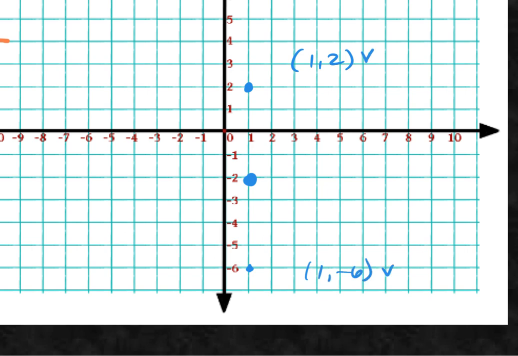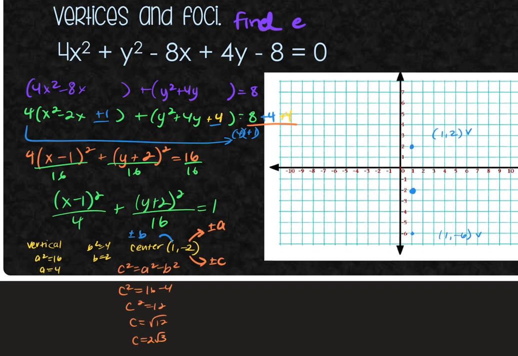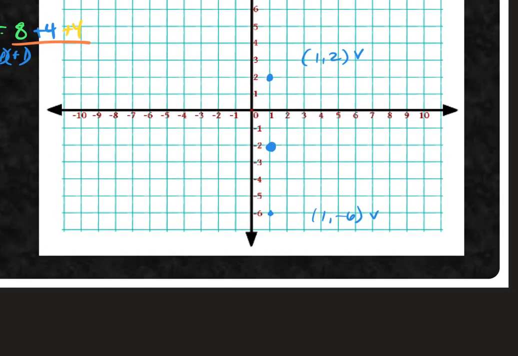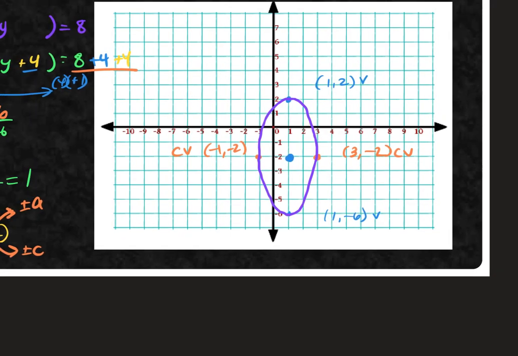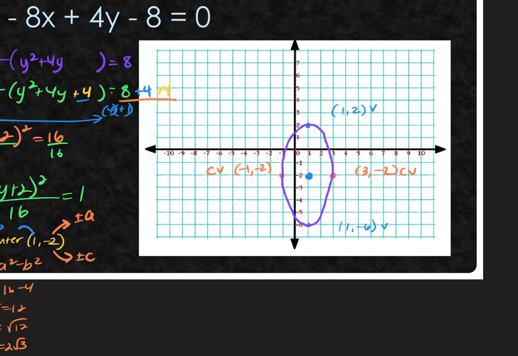Those are your vertices. There's going to be a line for you to write the vertices, you're going to put your 2 coordinate points. The co-vertices, I'm going to the right and left of B, which is 2. Right 2, that's 3, negative 2. Left 2, that's negative 1, negative 2. Those are your co-vertices. And that's enough information to graph your ellipse. Now, I did not make you graph your foci on your quiz, but you do need to give the coordinate points of them.